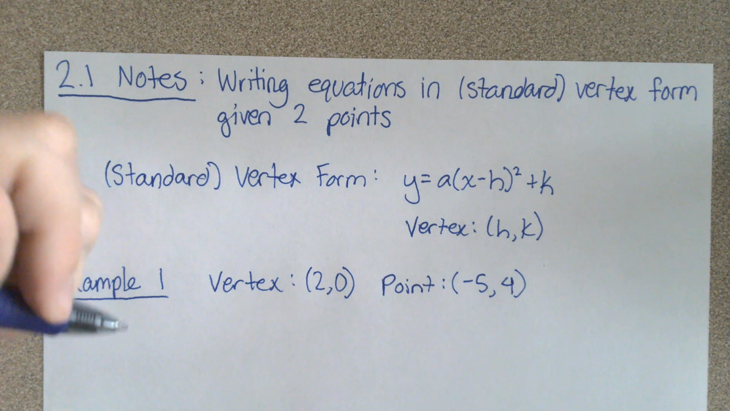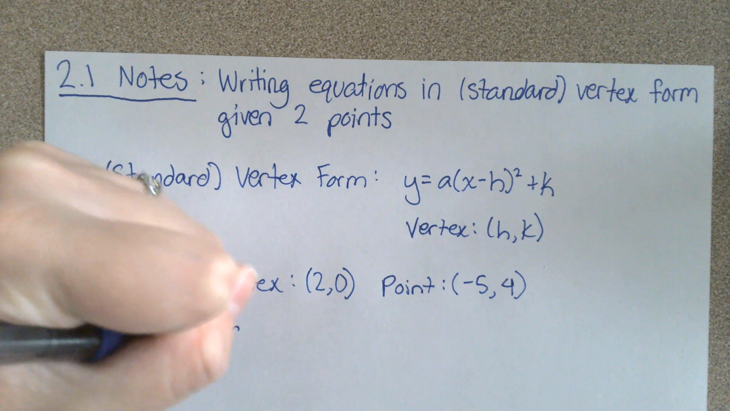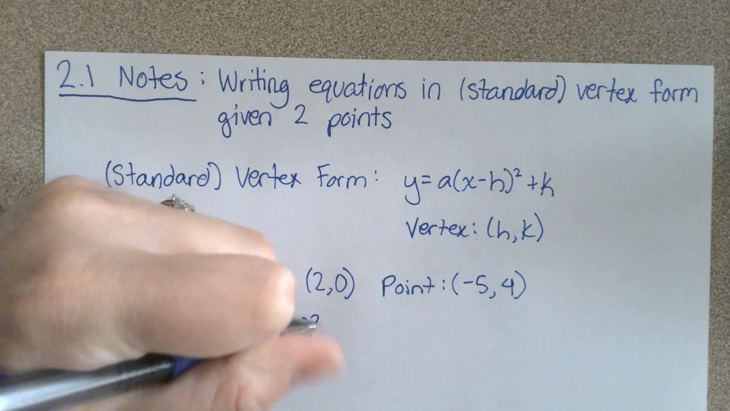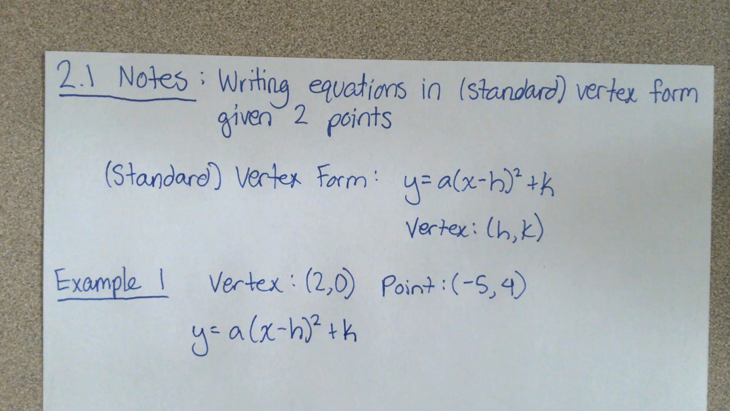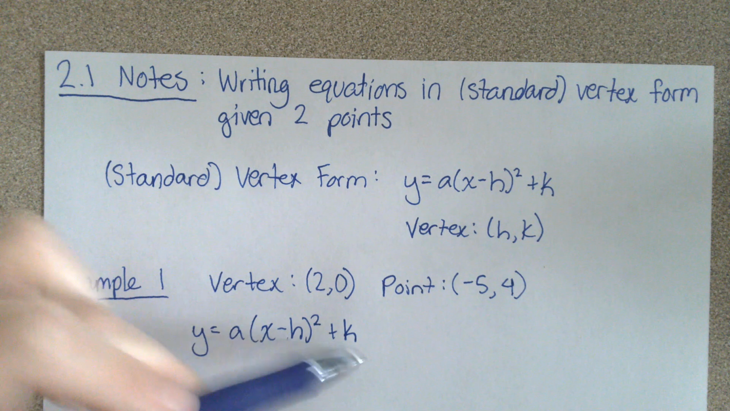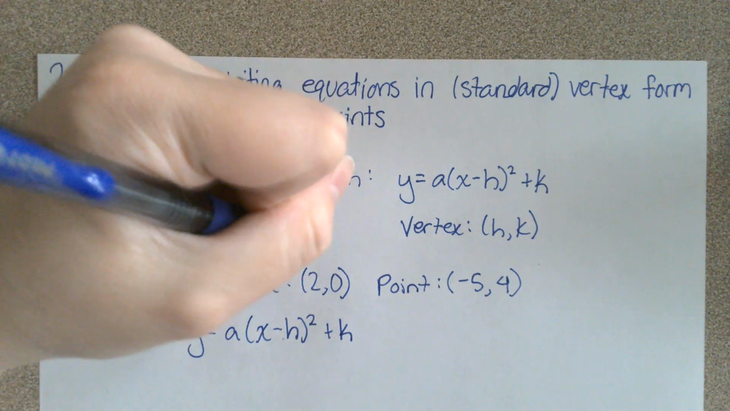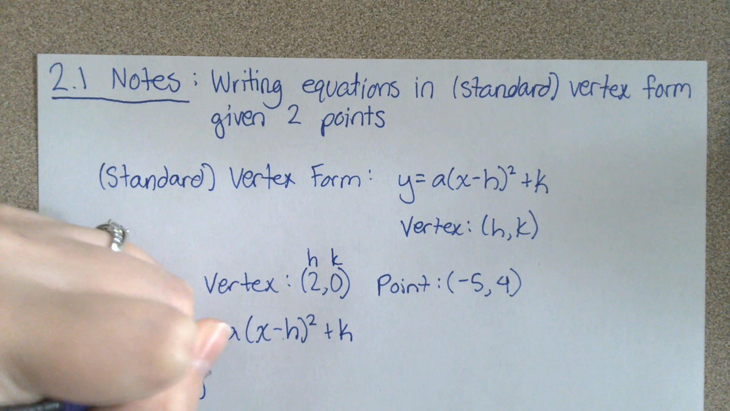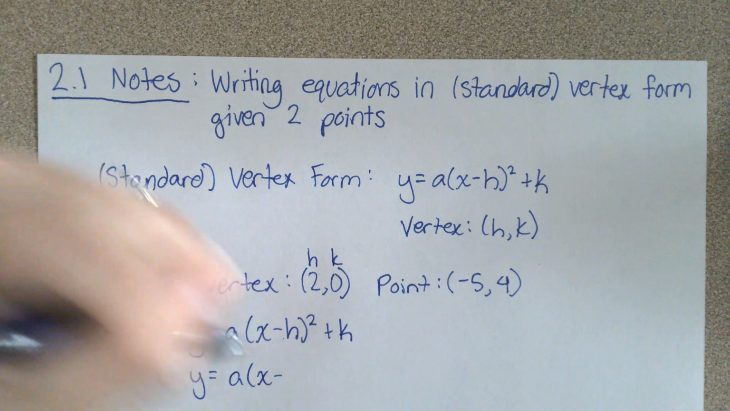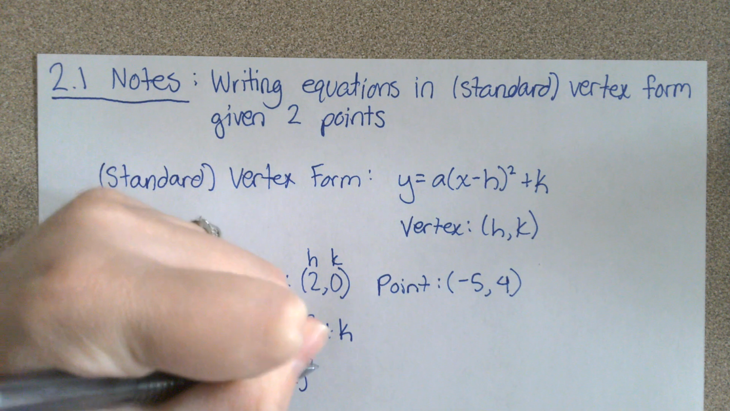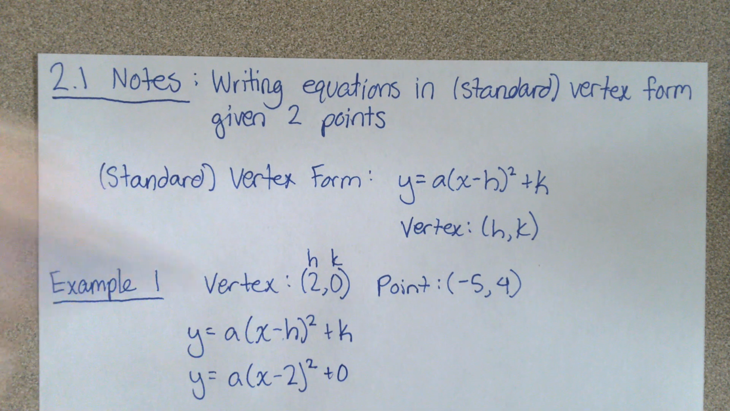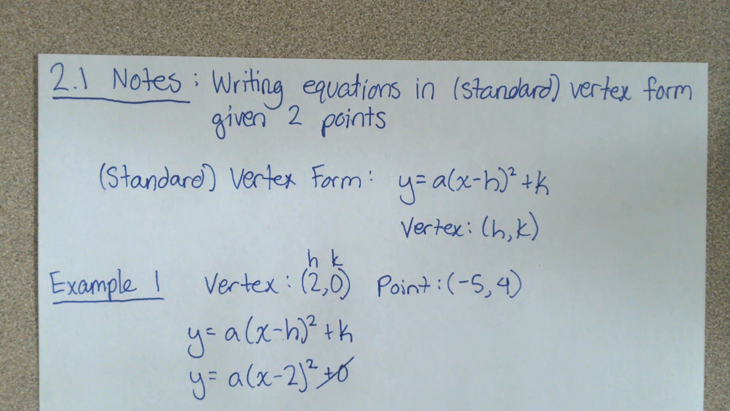So starting off, we have y equals a times (x minus h) squared plus k. So we can immediately fill in the h and the k because that comes from our vertex, h k. h is 2, so (x minus 2) squared, k is 0, so you can write plus 0, but it's kind of pointless to write it. So here's where we're at. Now from here, we cannot leave our equation like this because a has to be known. We have to know what a is.